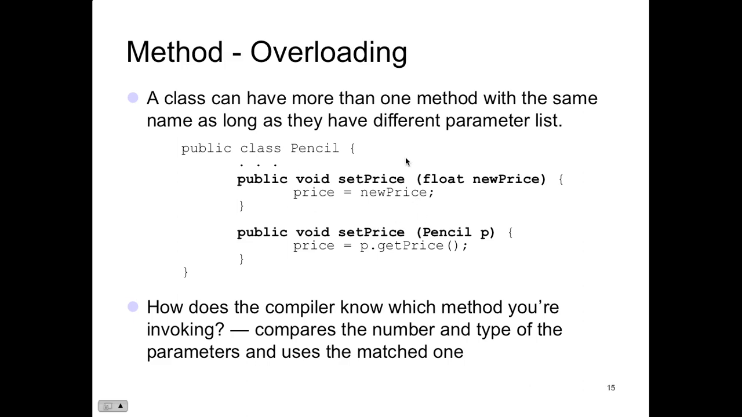Actually, it's done through overloading. So it's overloading methods. How does the compiler know which method you're invoking? Well, it looks at the parameters. It determines by the parameters you've given it what method you're trying to call. So it compares the number and types of the parameters until one matches.